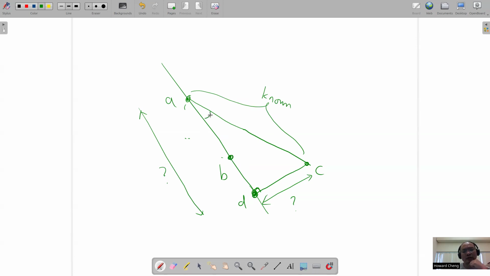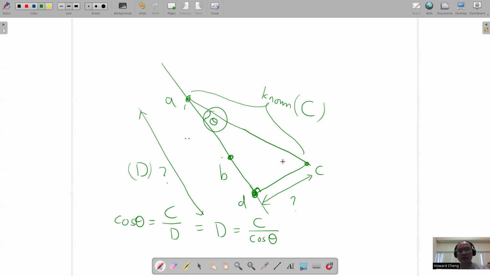So if you know the angle, then all you have to do is say the distance from A to D, this distance, let's call it capital D, and then let's call this capital C. Then cosine of theta equals D over C, C over D. And so D is C divided by cos theta, if you know what theta is.